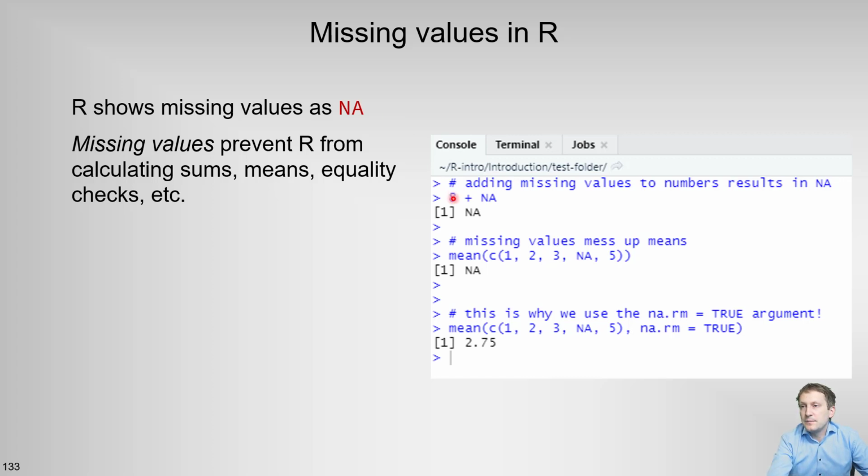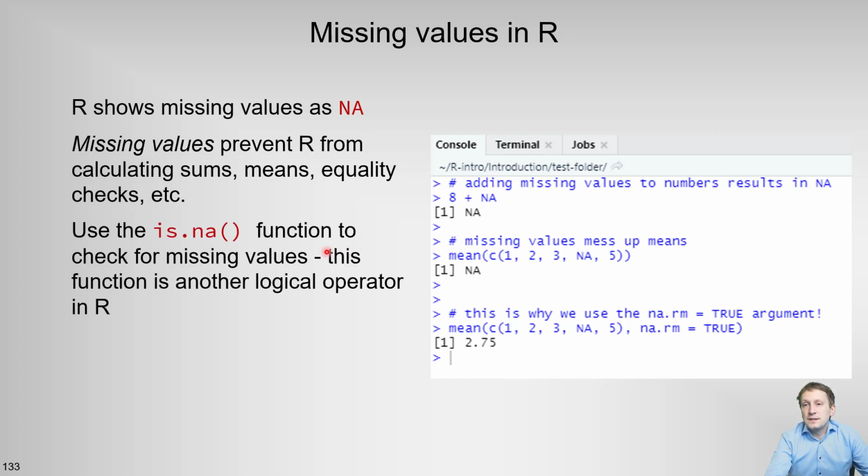If you just add 8 plus NA, well, it will return NA. Well, we have no idea what the sum would be because we have no idea what one of the elements of the sum is. It also prevents you from computing a mean. So if you use the mean function to compute the average of 1, 2, 3, NA, and 5, it also returns NA because we have no idea if this is a small or large value. We have no idea what the average should actually be.